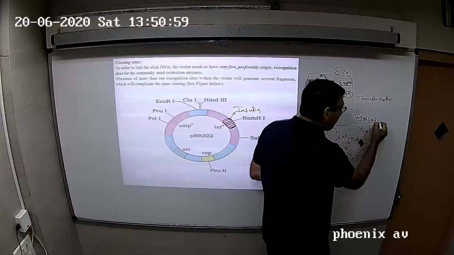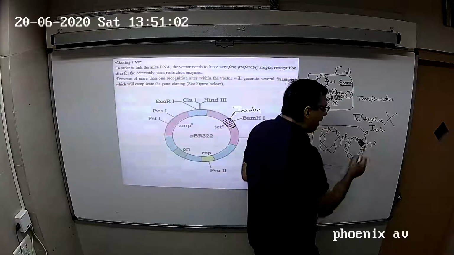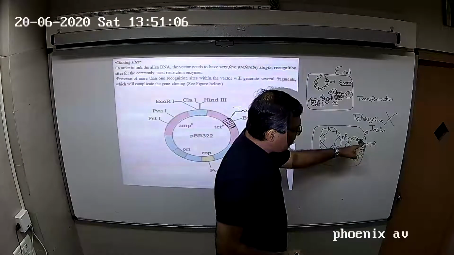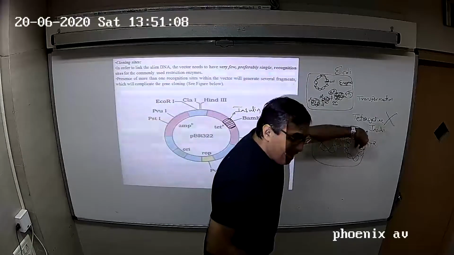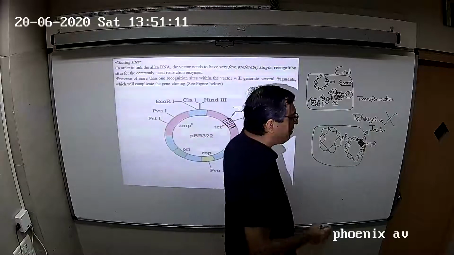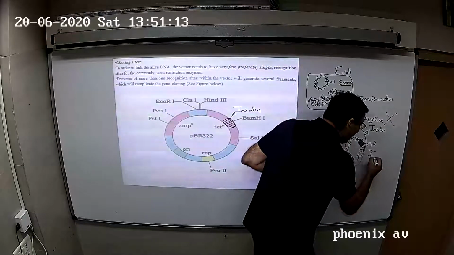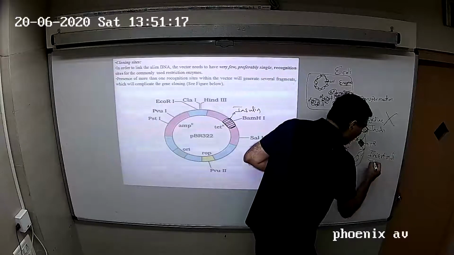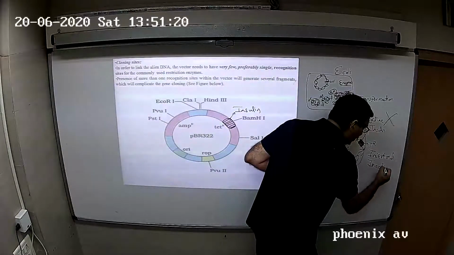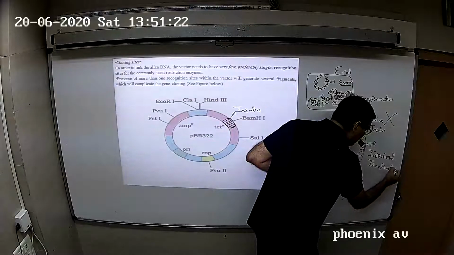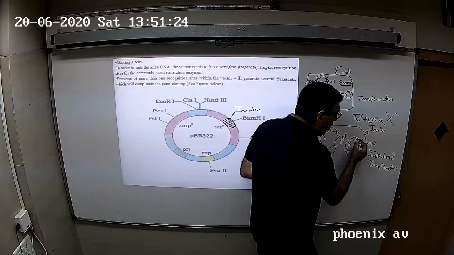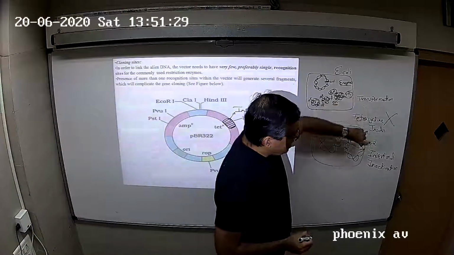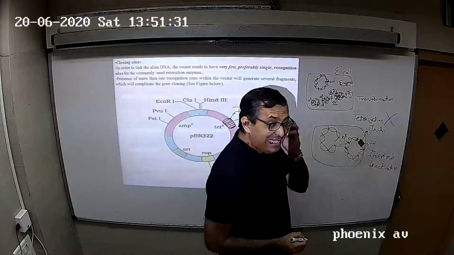The bacteria will die. The bacteria will die because we put the gene for insulin into the tetracycline resistance gene and did insertional inactivation. What is that called? Insertional inactivation. Because of insertional inactivation, the tetracycline resistance gene is inactivated, and in the presence of tetracycline, the bacteria will die.